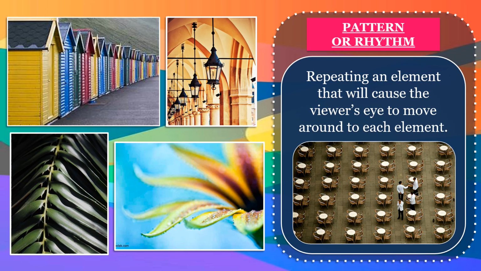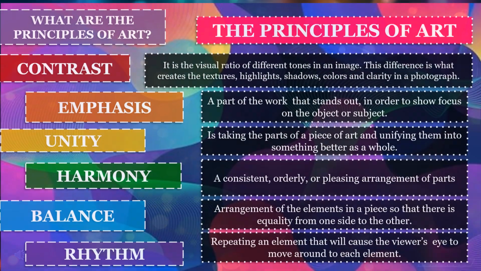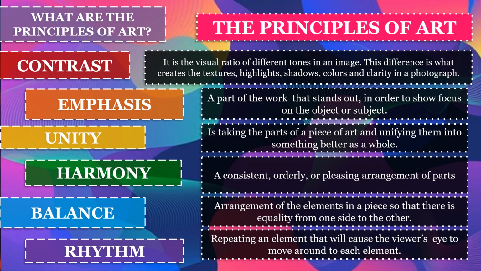Lastly, pattern or rhythm. Repeating an element that will cause the viewer's eye to move around to each element. So once again, here are the principles of art. Contrast. It is the visual ratio of different tones in an image. This difference is what creates the textures, highlights, shadows, colors, and clarity in a photograph.